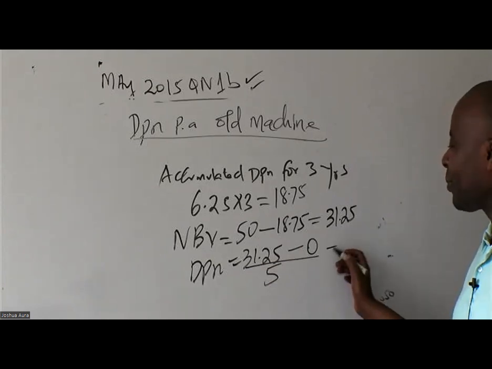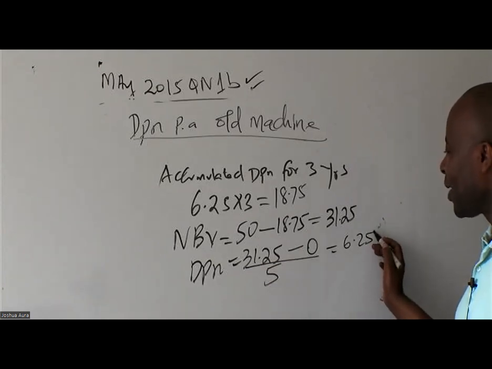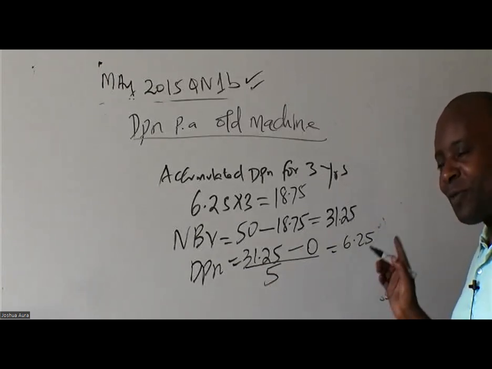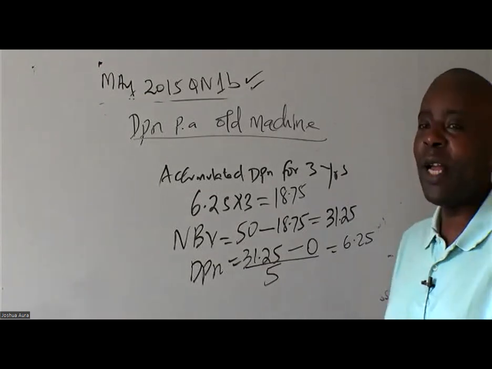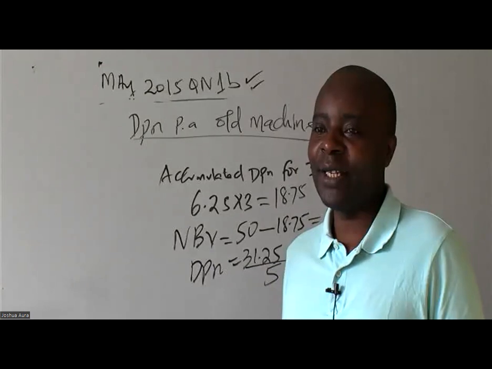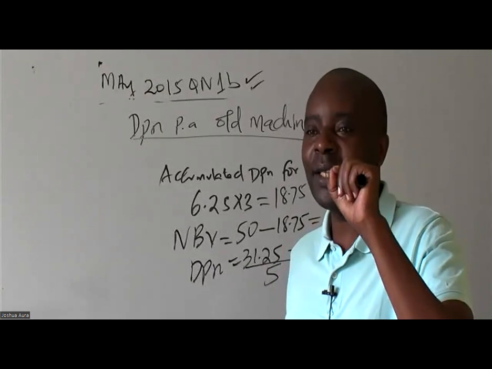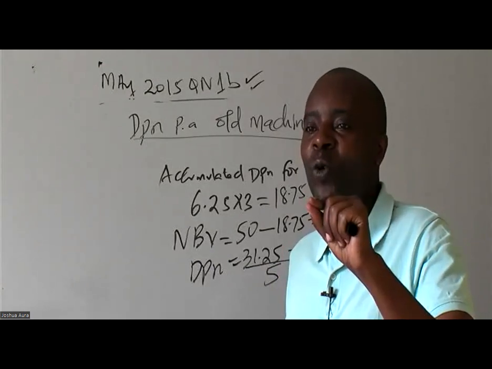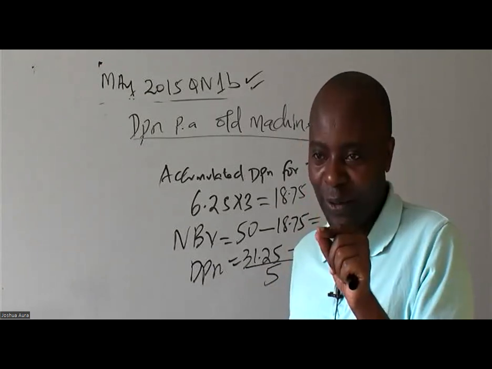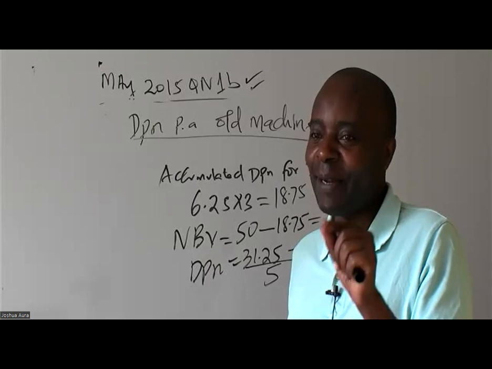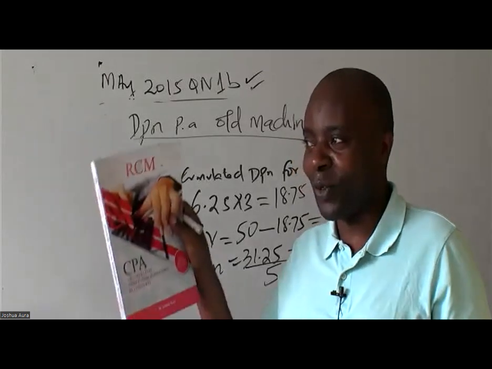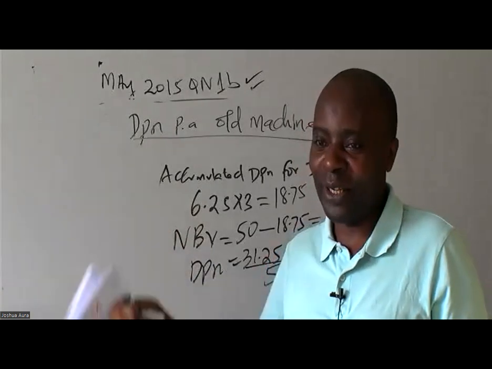It will still be 6.25. I know why I have used this second approach. This second approach is very important because this guy will come and tell you that when they bought this old machine, they had projected that the scrap value was to be zero. So initially, the scrap value was estimated to be 0. But now they are realizing that this thing is not going to have a scrap value of 0 at the end of the day.